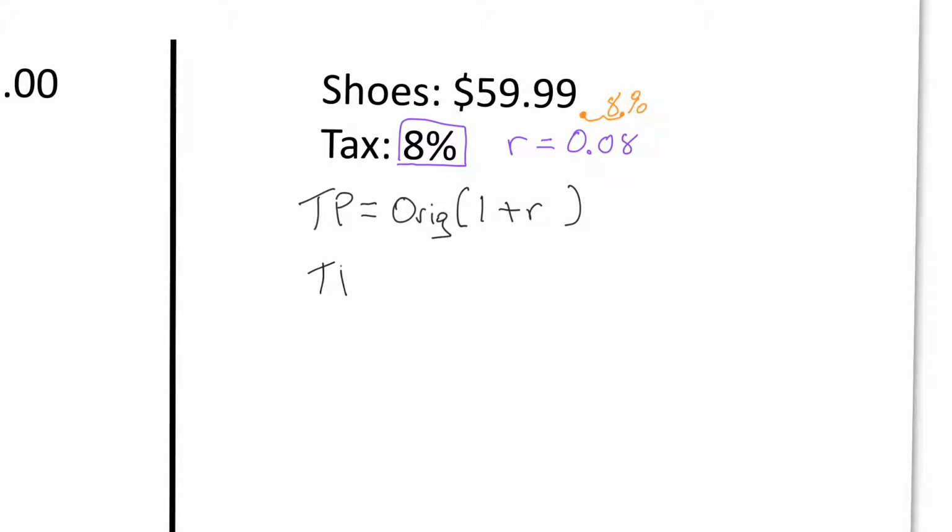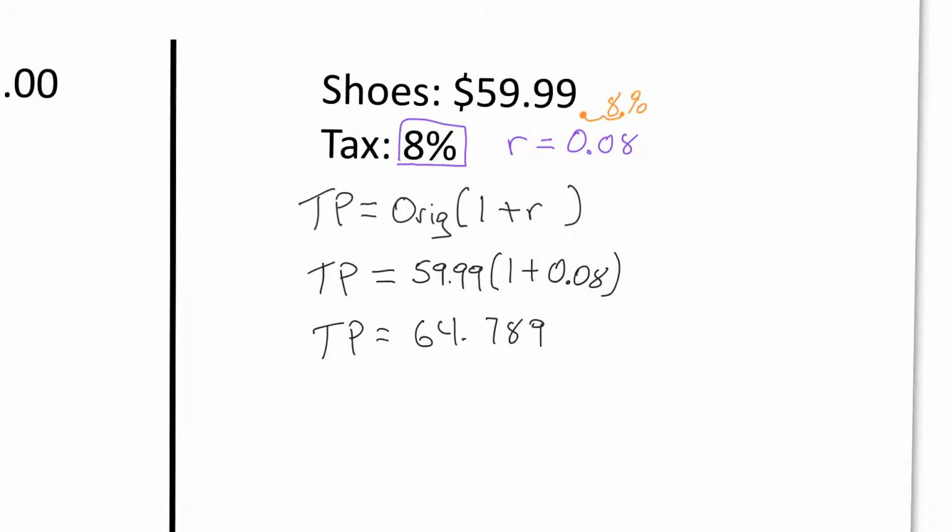So when you plug it in, substitute, my total price will be $59.99 times the quantity of 1 plus the rate in decimal form, 0.08. Go ahead and do that in the calculator. And it comes out to 64.7892 in the calculator. Now, with money, you guys don't really say 0.7892 when you're talking about money. We always want to round to 2 decimal places, so I'm just going to show you guys 2 decimal places is right here. 2 numbers after the decimal, that's when we say 2 decimal places.